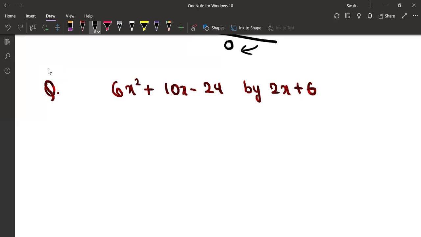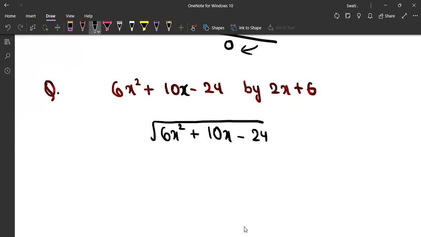So tell me. First, we will write 6x square plus 10x. Oh, sorry. Is it looking like 102? It is x. Okay, 10x minus 24. Okay, next. We will put the division sign. Very good. Next, 2x plus 6. Okay, next.